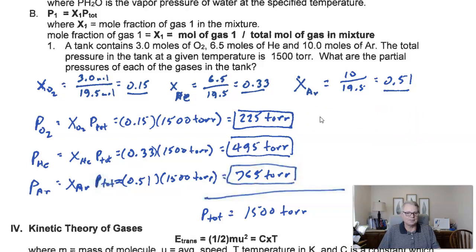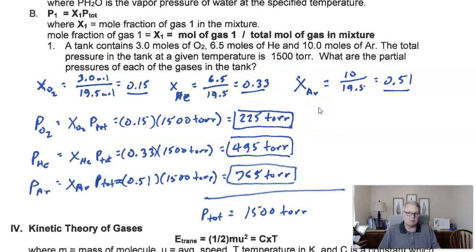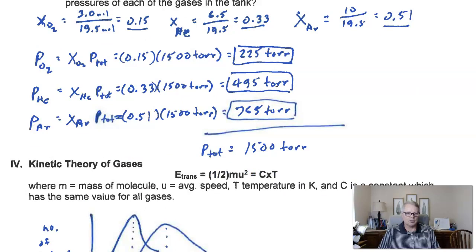Make sense? Can you do this? If you can do this, that's pretty much all I'm probably going to give you on Dalton's Law. If you can do that, then I think we're cool on Dalton's Law. All right?